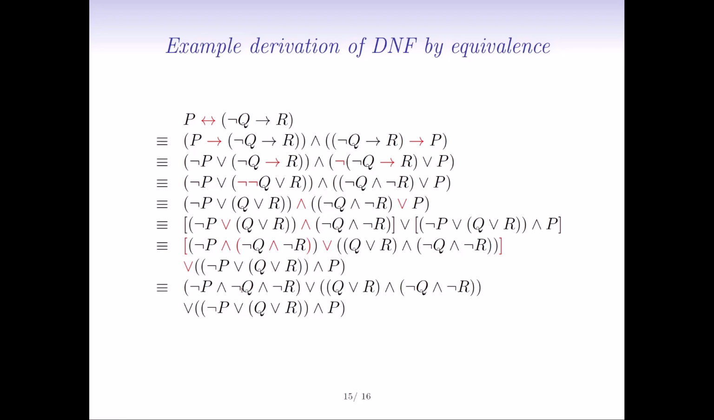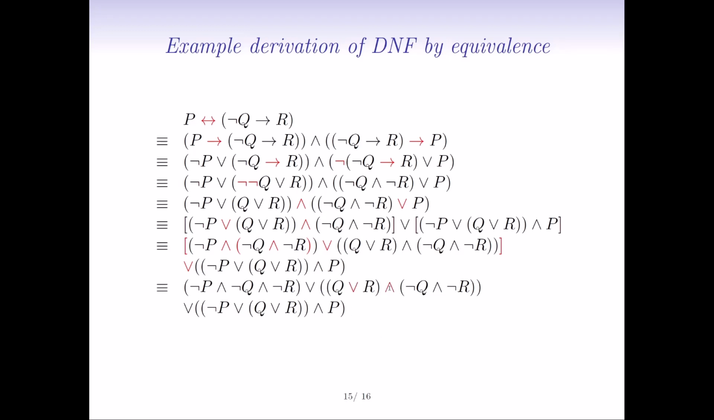So we have not P and not Q and not R, no brackets there, or Q or R and not Q and not R, or not P or Q or R and P. So we can see already that we have now managed to generate at least the first clause of our DNF formula, which is not P and not Q and not R. Remember that corresponds to the first line of the truth table, and it was the first clause of our DNF. But we're still not finished.